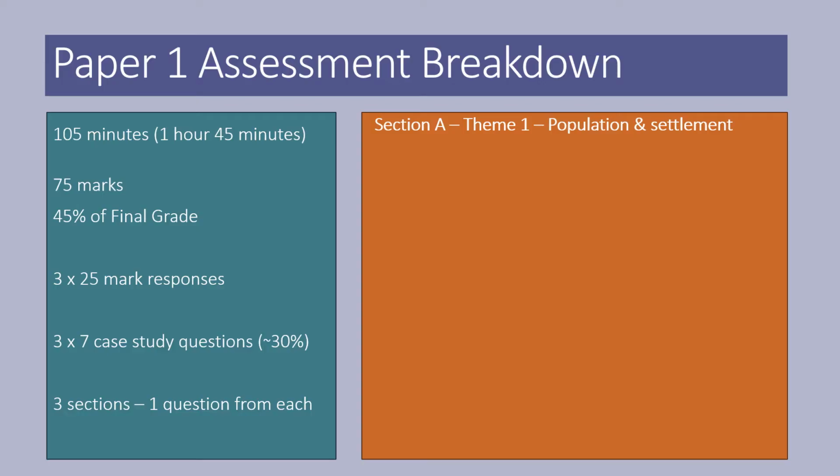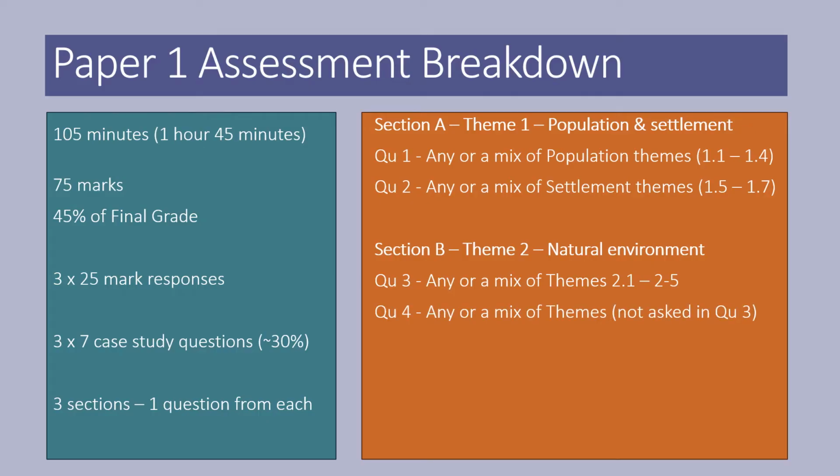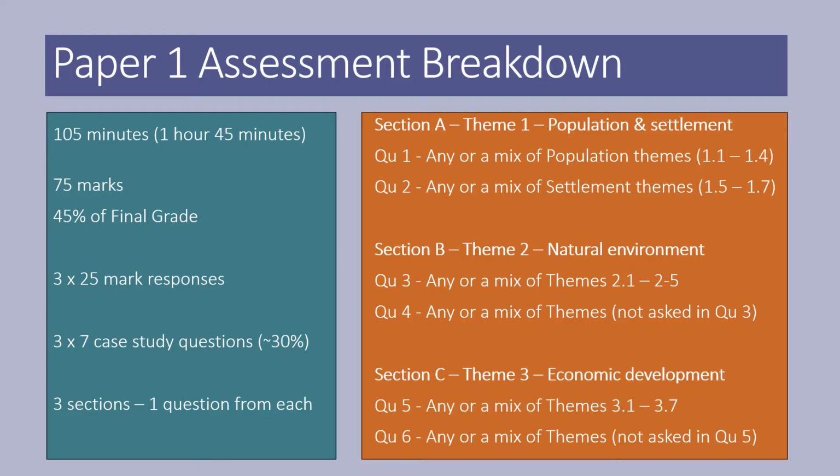Section A, theme 1 is population. Question 1 is any or a mix of population themes. Question 2 is any or a mix of themes, so you choose to do either 1 or 2. Section B is any or a mix of themes 2.1 to 2.5. Question 4 again, any that's not been asked in the previous question, but it could be a mix. Question 3 is the same as section B.